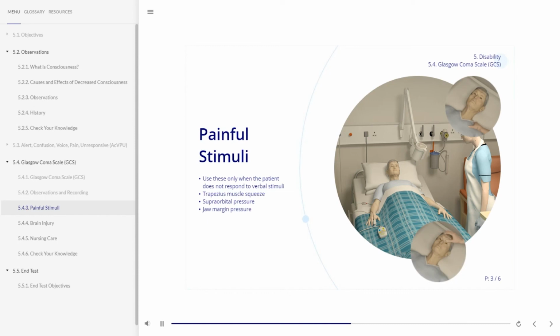Supraorbital pressure involves applying pressure to a notch below the level of the eyebrow. This should be used only by a trained practitioner and should never be used in the presence of eye injury or facial or skull fracture. Jaw margin pressure involves applying pressure to the angle of the jaw in a similar way to the jaw thrust maneuver used for clearing an airway. Other techniques such as sternal rubs can cause significant bruising, and nail bed pressure are not favored as they can elicit simple peripheral reflexes.